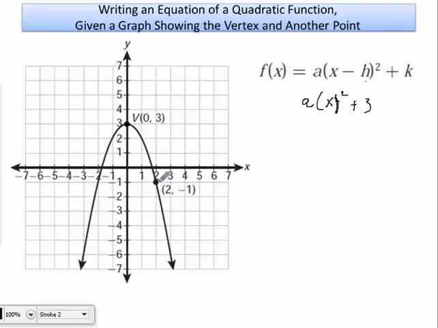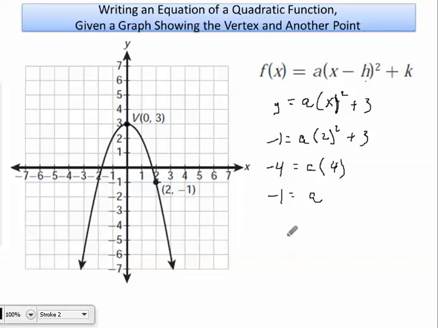They gave me another point out here at 2, negative 1. I can stick that in for my x and my y. And my y is going to be negative 1 is equal to a times 2 squared plus 3. Well, I'm going to subtract the 3 from both sides. It's going to give you minus 4 is equal to a times 4. Dividing by 4, I get a negative 1 is equal to a.